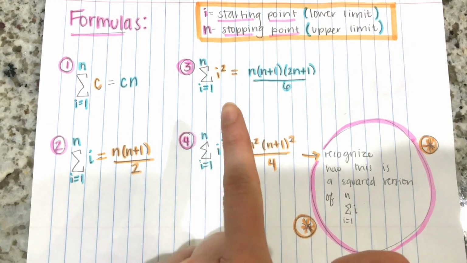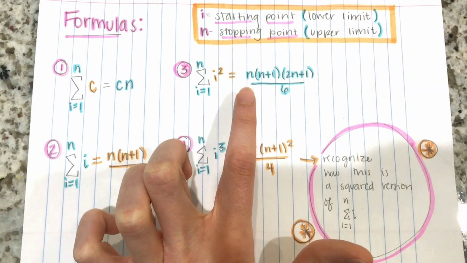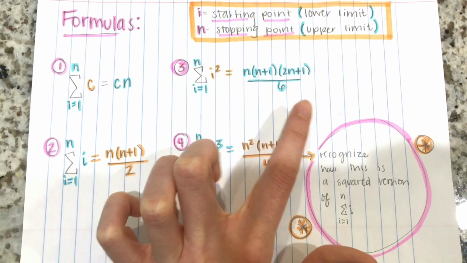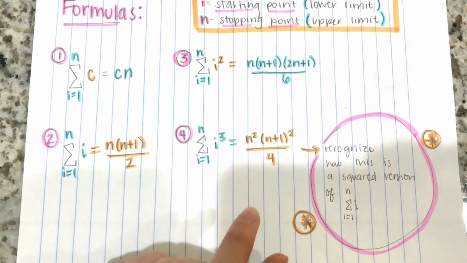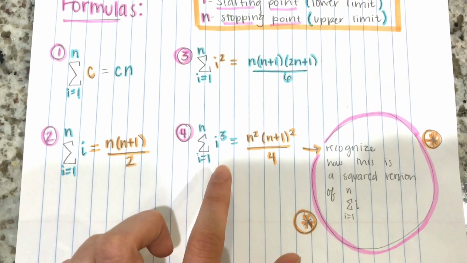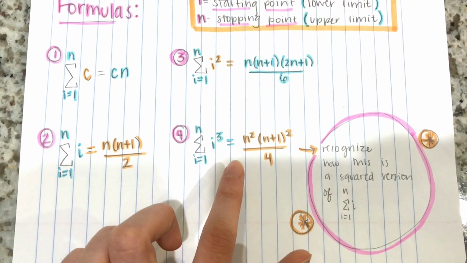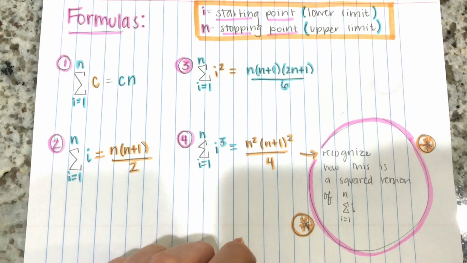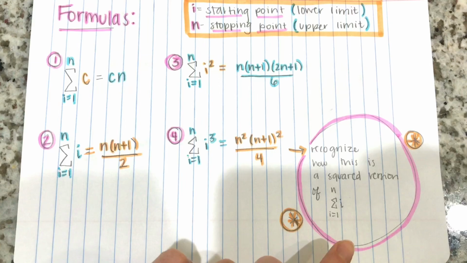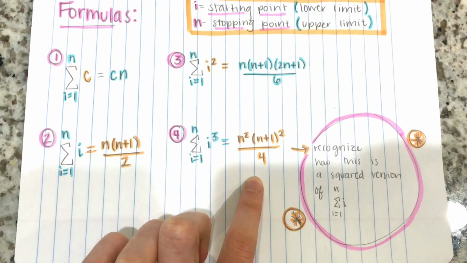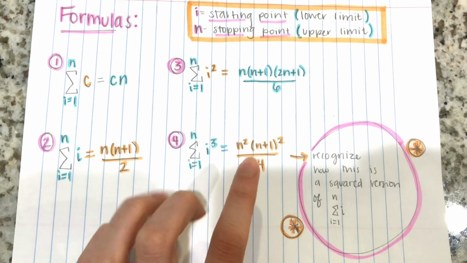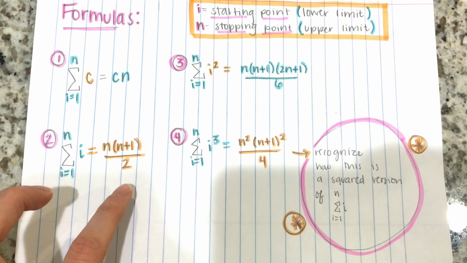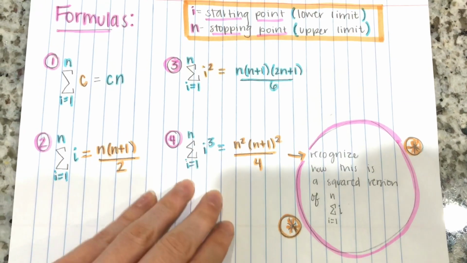If we have i squared, you can find the sum using n times n plus 1 times 2n plus 1 divided by 6. And if we are dealing with i cubed, you can use the formula n squared times n plus 1 squared divided by 4. I just left a little note over here that you might recognize that this formula for i cubed is the squared form of the formula for i.